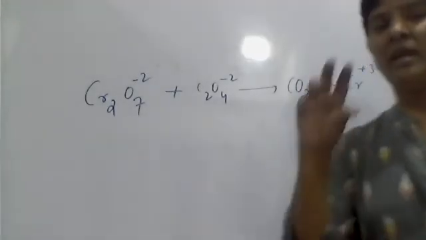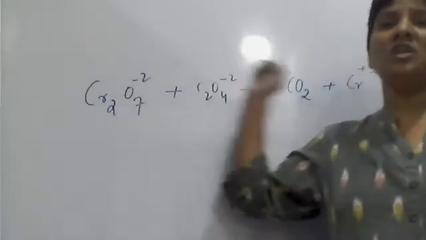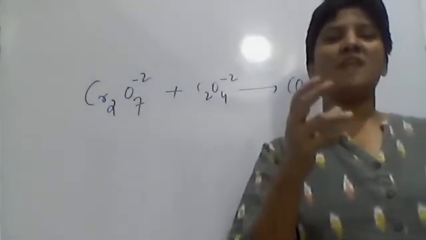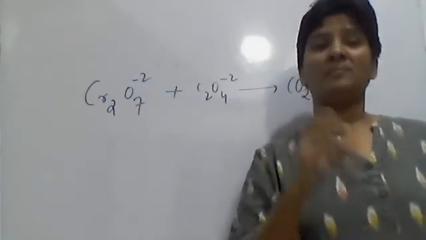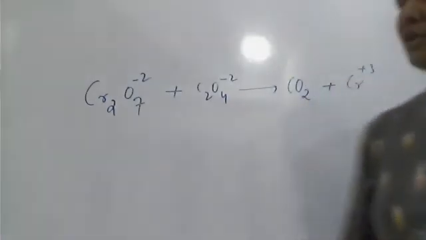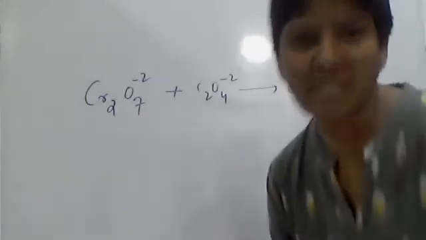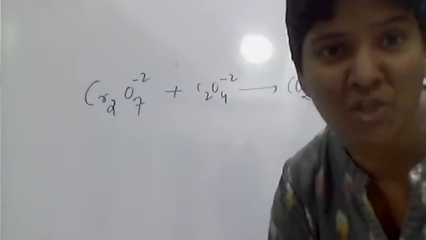So in the machine, the color changes from orange to green. And when it changes, you will get a beep sound. Based on this, we can identify whether a person has consumed alcohol or not. Okay, so this is the reaction. Now we have to balance this. First, quickly we'll see its reaction in a single step by shortcut.